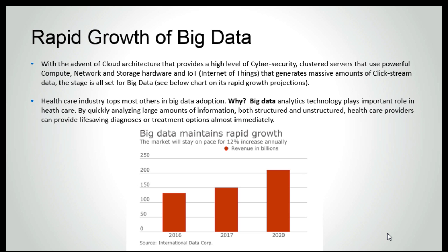Advances in sensor, cloud, and machine learning technologies are transforming industries and business models. The first primary driver, that is, cloud computing, brings about a high level of cybersecurity and data governance. The second primary driver, which is the clustered servers, provides fault-tolerant and distributed services. The third primary driver, the Internet of Things, provides a massive amount of clickstream data that supports machine learning.